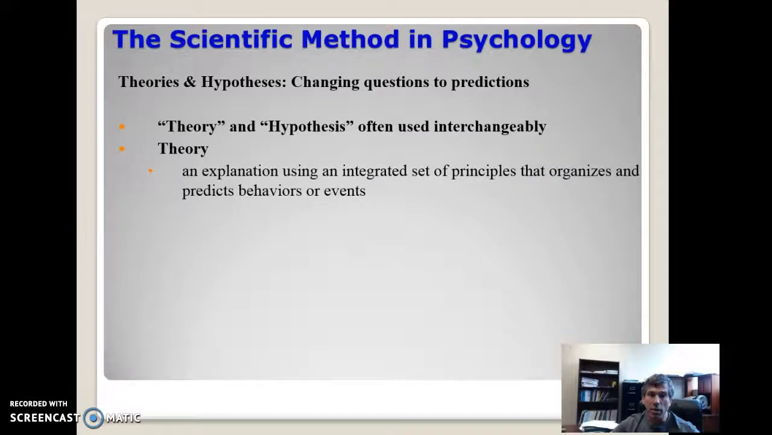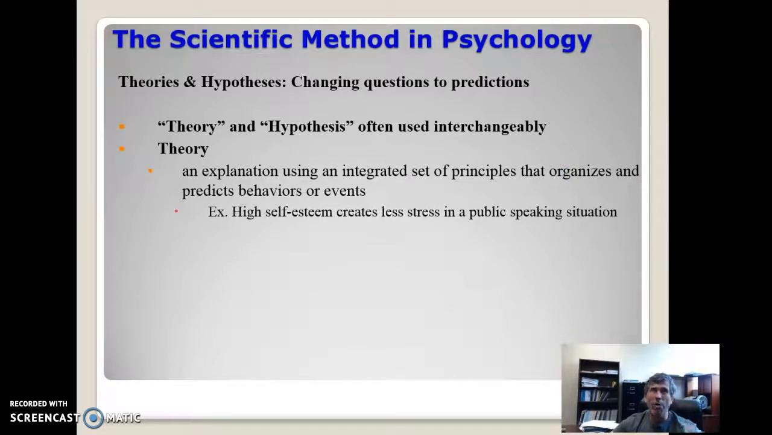A theory is an explanation that uses a set of principles, sometimes a set of predictions, that organizes people's behaviors and different events that might occur, and makes predictions about how they relate to each other. So theories are often broad, abstract, not really specific. They can often apply to a lot of different contexts. For our research situation, our theory might be something like high self-esteem creates less stress in a public speaking situation than low self-esteem.